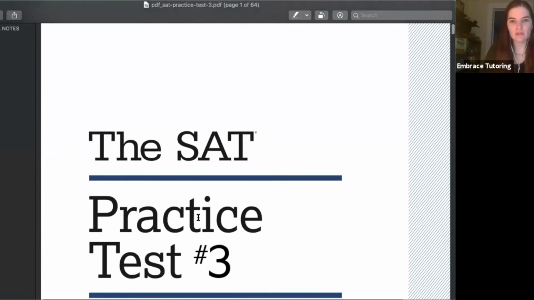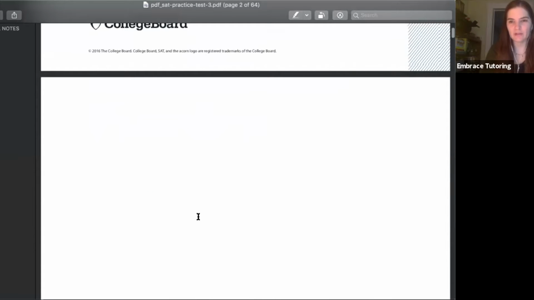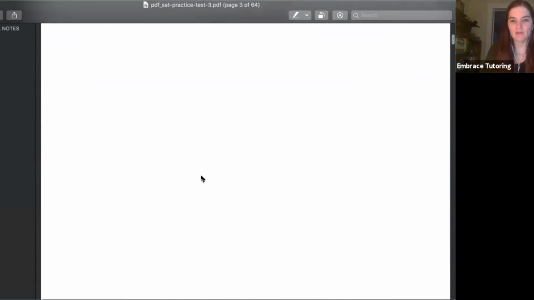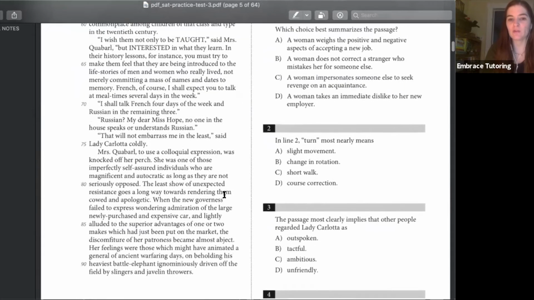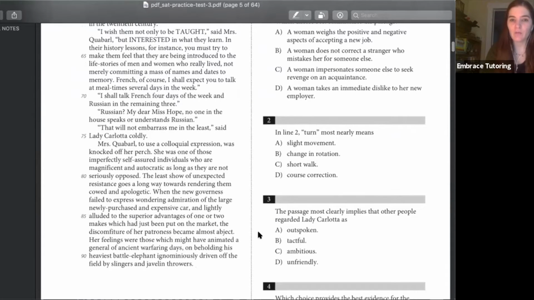So for today, we're looking at practice test 3. I'm trying to think where I am with things. We'll look at my annotations in a minute. But I would like everyone to look through your practice test from your homework from this past week and tell me if there are particular questions you want to go over from the reading test. That's where we're going to start, and then we'll move on to the writing and language test and then the math sections.